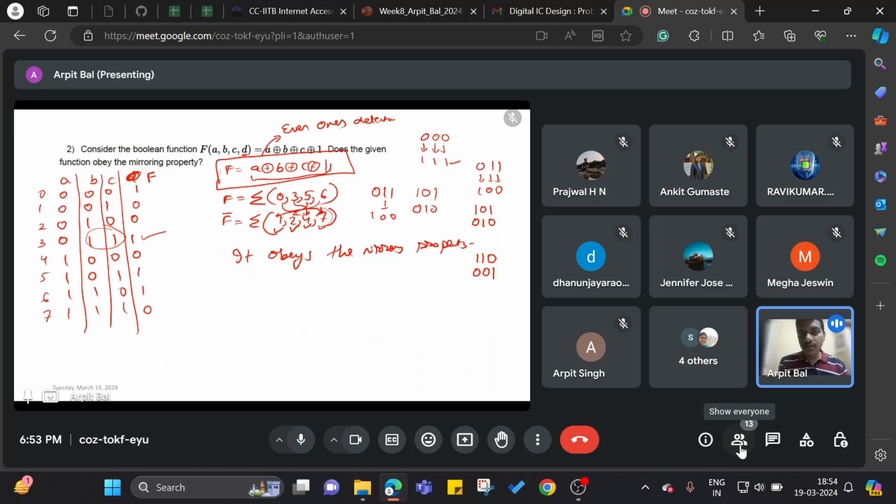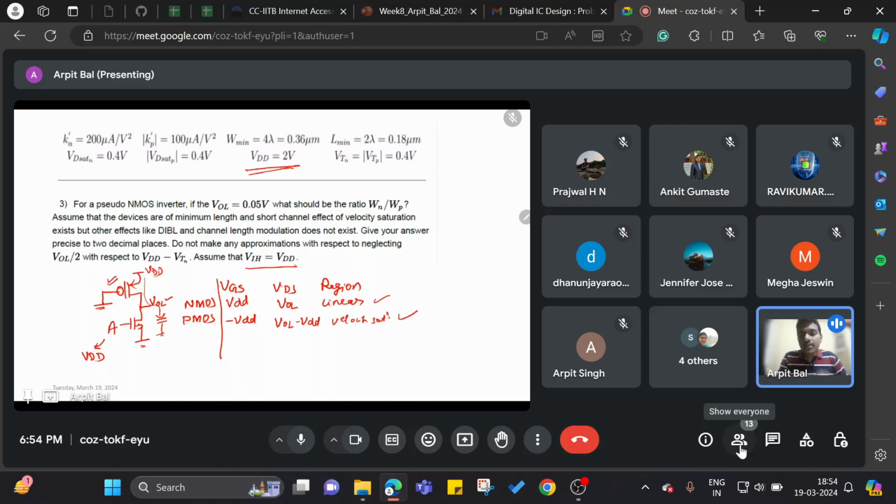The next question is similar to the previous one. Here the special thing that we observe is that this is basically an even ones detector. So if you have an even number of ones in A, B, C, then this is going to give you a 1. And we observed that it obeys the mirroring property as well.